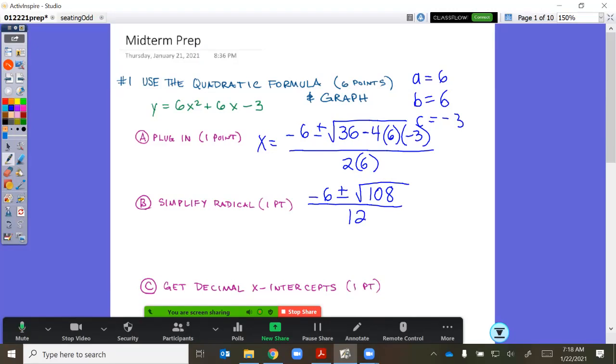Okay, so the next step says simplify the radical. So I want you to simplify 108. Sure. Okay, so think about, oh, okay, do you know how to prime factor a number? Where you break it apart?